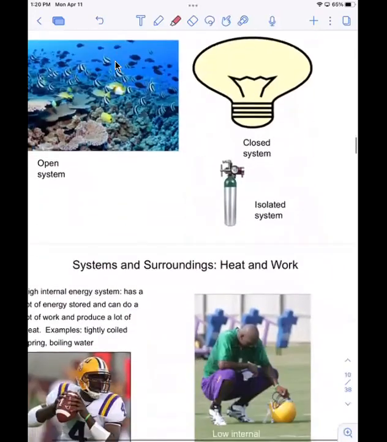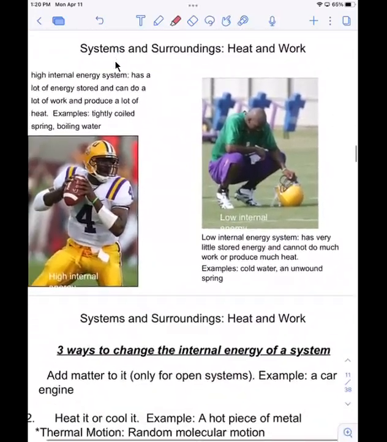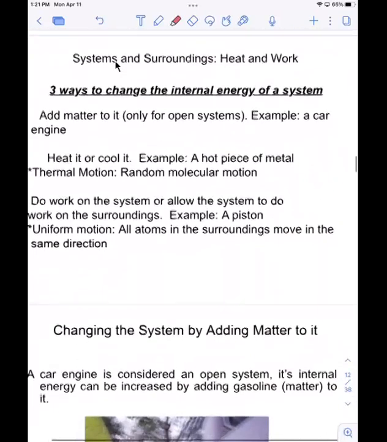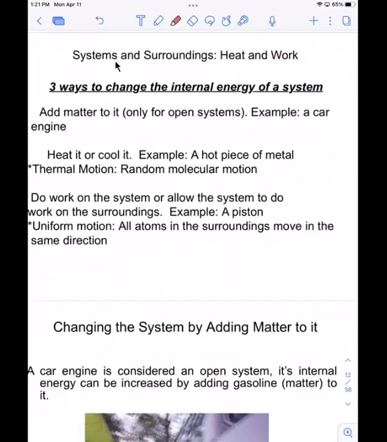All right. So when we think about ways to change the internal energy of a system, right? There are three ways you do that. You either add matter to the system, and that's only for open systems, right? Because a closed system, it only gives off energy, but it doesn't absorb matter or energy. You can add matter to the system, like a car engine.